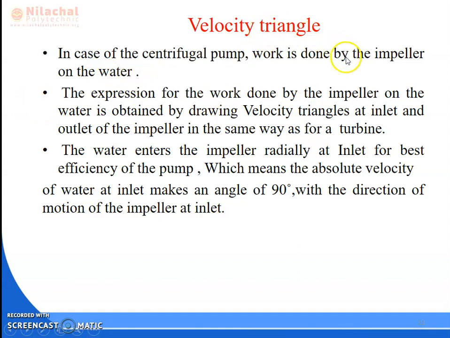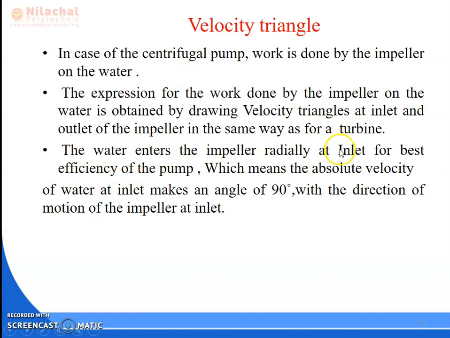So the impeller does the work on the water, and from there we get the work done. The expression for work done by the impeller on the water is obtained by drawing the velocity triangle at inlet and outlet, in the same way as for the turbine. We know how to draw the inlet and outlet velocity triangle for the turbine. Likewise, we have to draw the inlet and outlet triangle for the pump. From that, we calculate the work done.